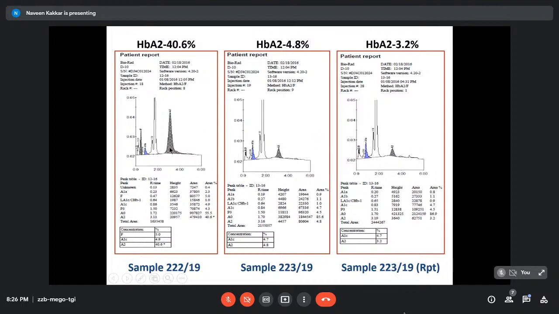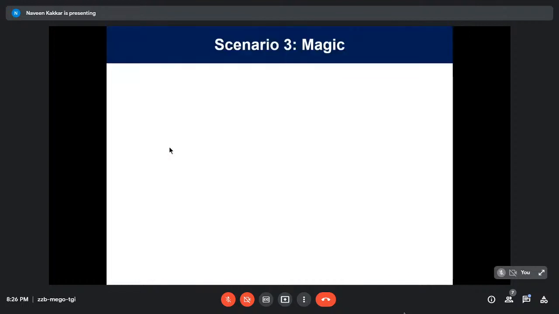So whenever you run a hemoglobin which has coeluted, check the next value of that, the next sample also. In case there is a problem, doesn't match with the indices, please run it again. Scenario 3. This is some magic that we did in our lab.